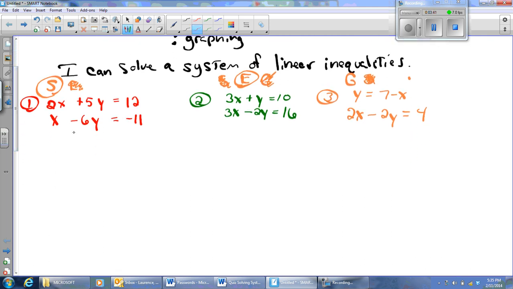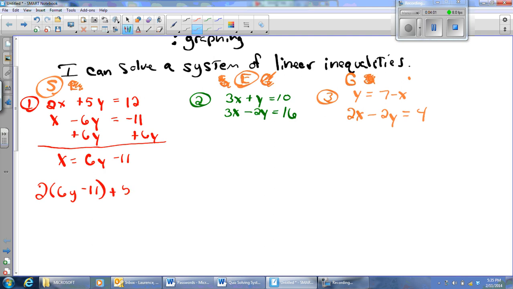So I'm going to solve for x in this second equation. When I do that, I'm going to get x equals 6y minus 11. All right, I'm going to say 2 times the quantity of 6y minus 11 plus 5y, and that'll equal 12. I'm going to distribute and get 12y minus 22, and that's going to be plus 5y. That's going to equal 12.